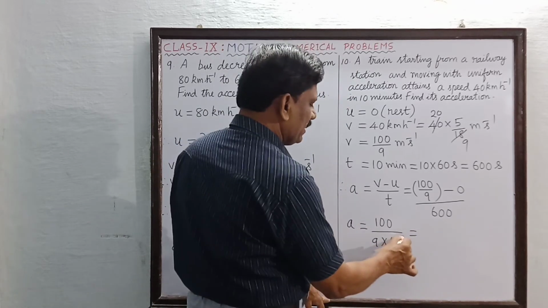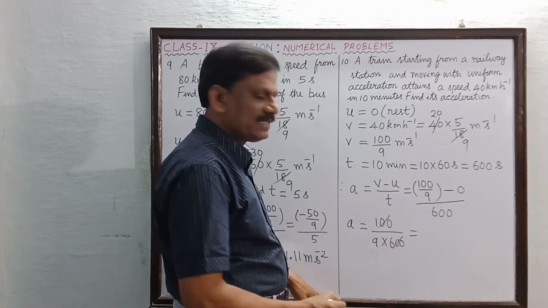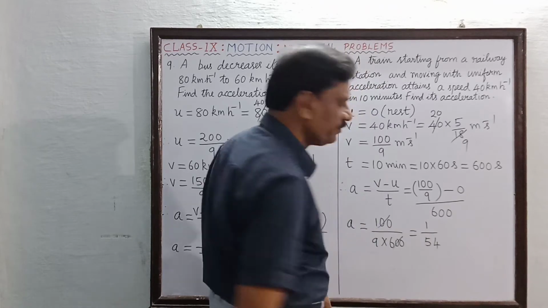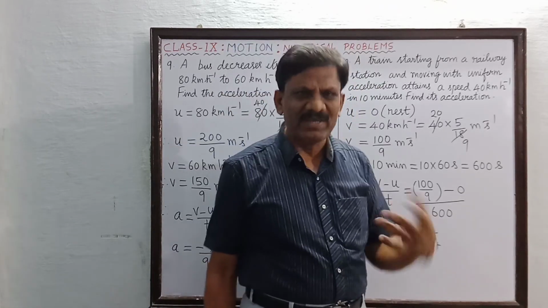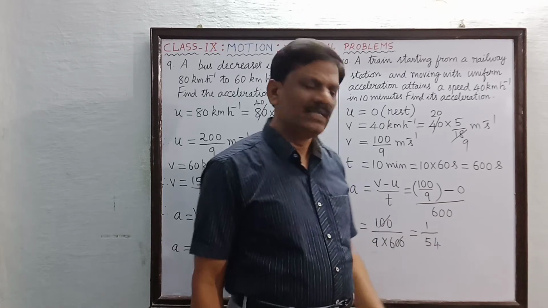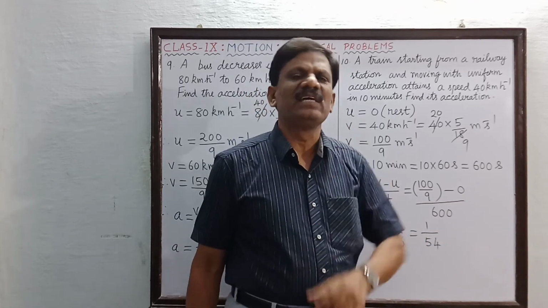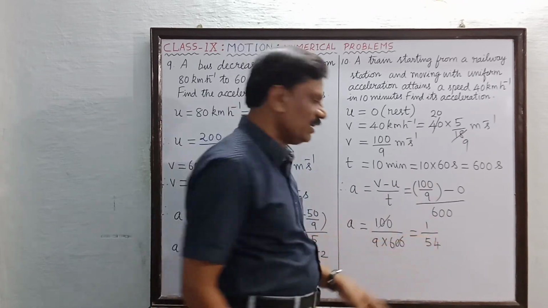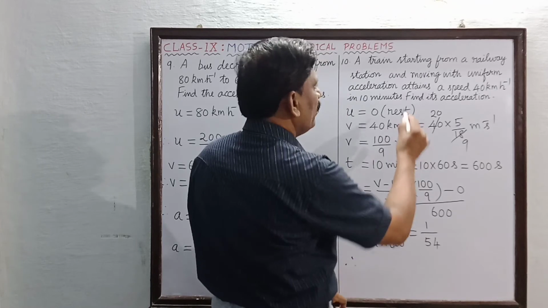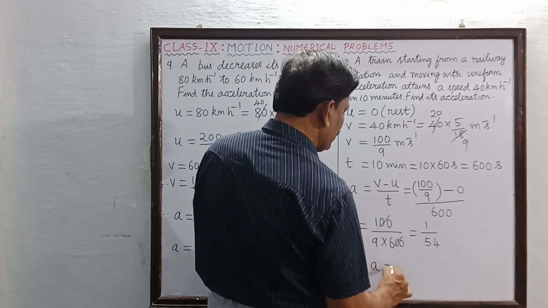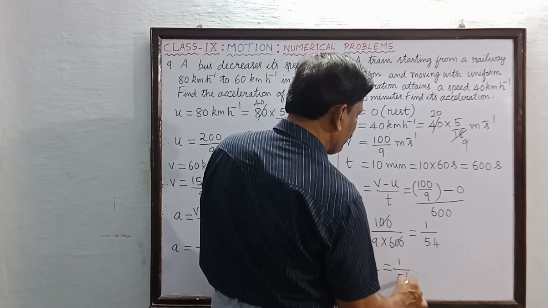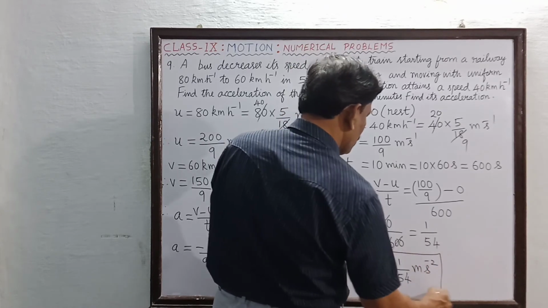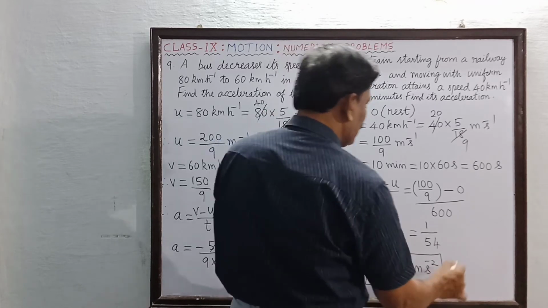So 600 and this 100 get cancelled 6 times. So this is equal to 1 divided by 54. After this you don't try to divide because it will take much time and the number will be very much less than unity. Therefore it has no significance. Therefore you can stop the answer at this step itself. Okay. Therefore now the acceleration of the train is equal to 1 by 54 meters per second square. So this is the answer.